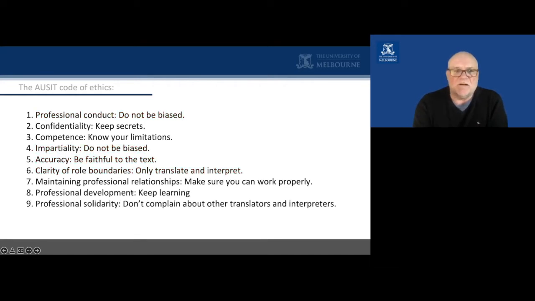And that's weird, doesn't it? And keep learning. They're big on professional development. I just got an email this afternoon. I'm a member of AUSIT, so I get all these courses. I can go and do a course in family law to help me be a better interpreter in courts. We can do a course on family law for interpreters. Okay, so there's that professional development. You have to do that. And very important, you're not allowed to complain about other translators and interpreters. Okay, so there's the 9 principles.